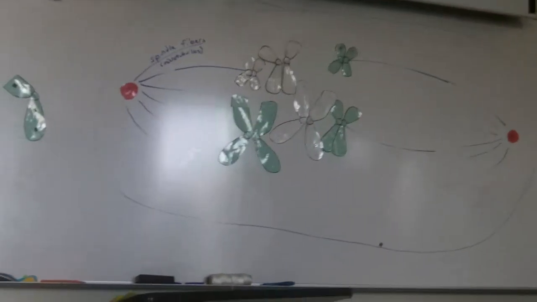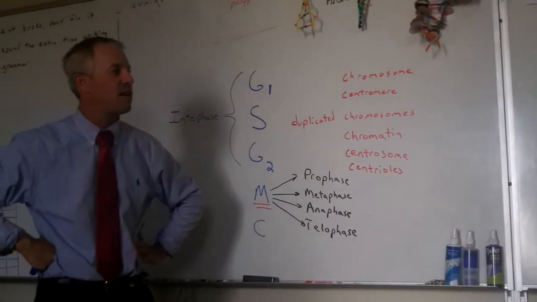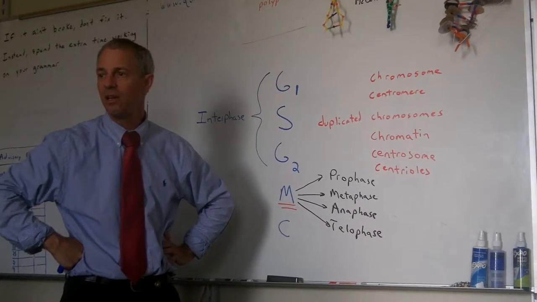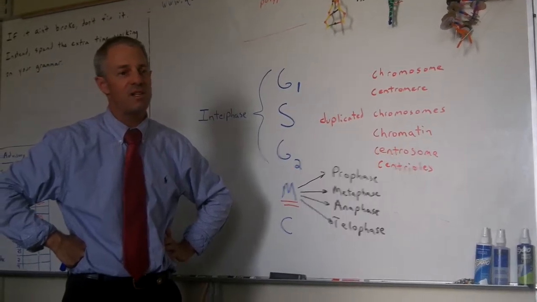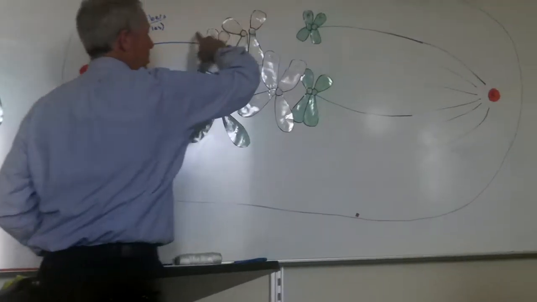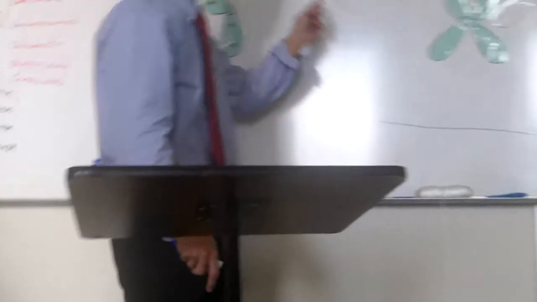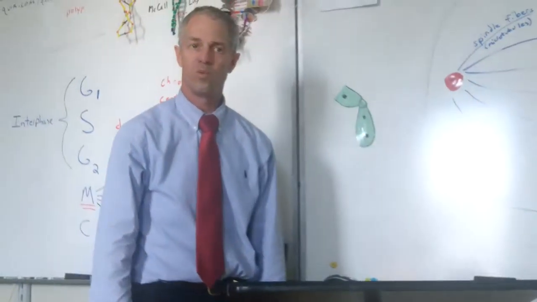Do you see how different it is? The cell now doesn't look like the cell used to look. You can't identify the nuclear membrane, it's gone. The chromosomes aren't just spread out, they're coiled up, and you can see them. This is how it looks under the microscope. You can actually see these little fibers. Is this exciting? Very. Let's go to the next phase, metaphase.